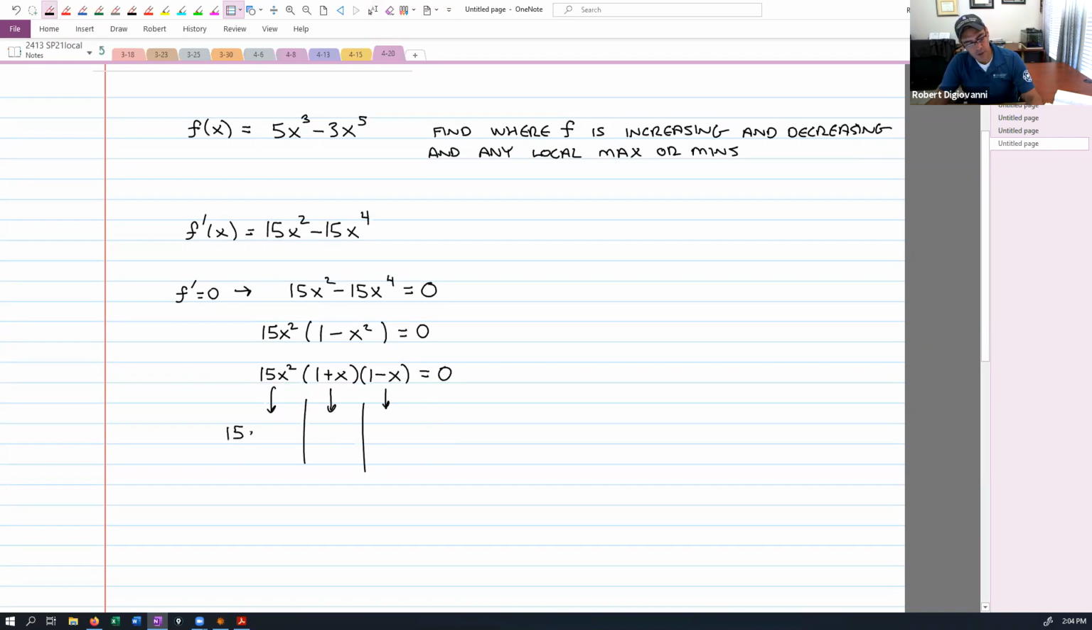So 15x squared equals 0 is one equation. 1 plus x equals 0 is another equation. 1 minus x equals 0 is the other. So we have 3 answers. X is 0. X is -1. And x is 1. Any questions? Those are critical numbers so far.